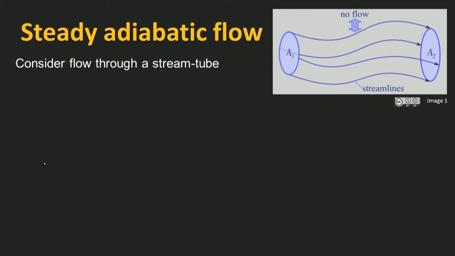To achieve this, we're going to consider flow through what's known as a stream tube. This is an imaginary tube of fluid where the sides are made up of streamlines, so there's no flow across them.